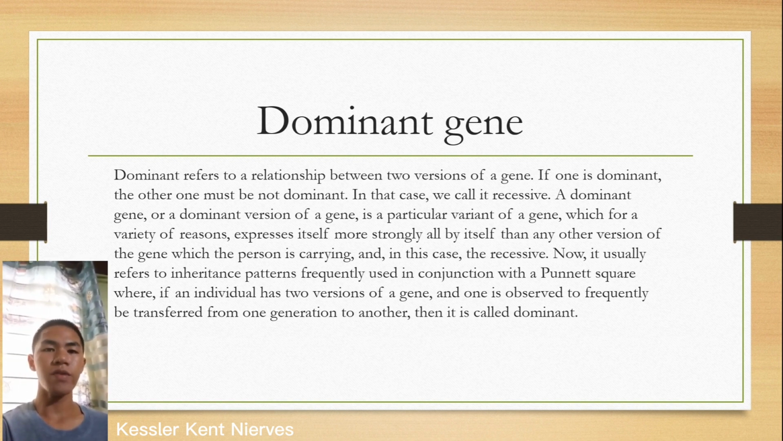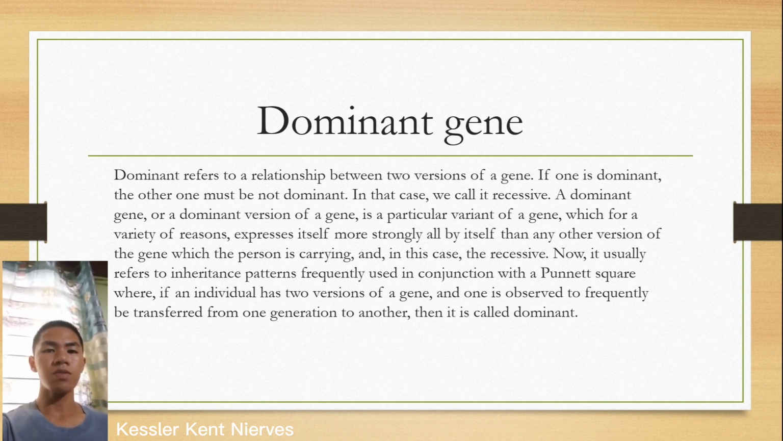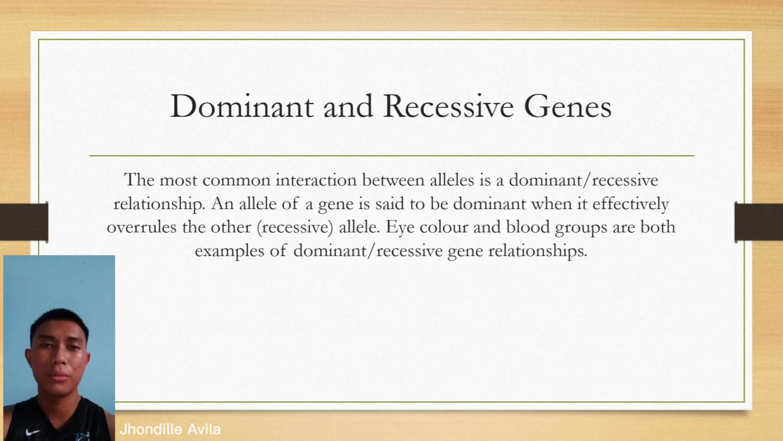Now, it usually refers to inheritance patterns, frequently used in conjunction with a Punnett square, where if an individual has two versions of a gene and one is observed, it is frequently transferred from one generation to another, and it is called dominant. Dominant and recessive genes. The most common interaction between alleles is a dominant-recessive relationship. An allele of a gene is said to be dominant when its effect overrules the others. Eye color and blood groups are examples of dominant-recessive gene relationships.